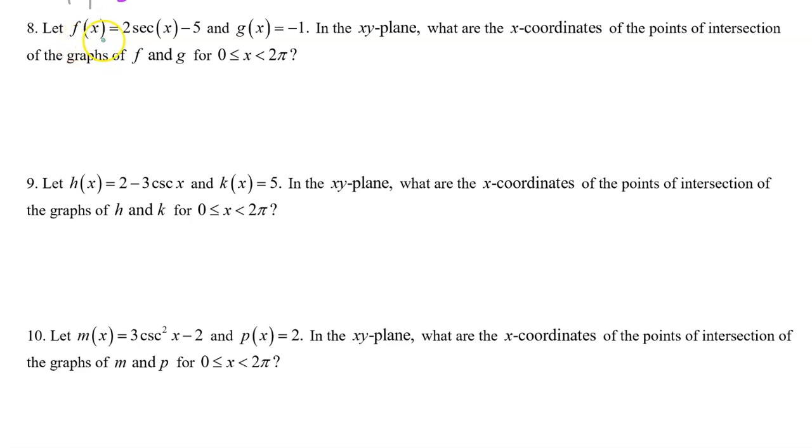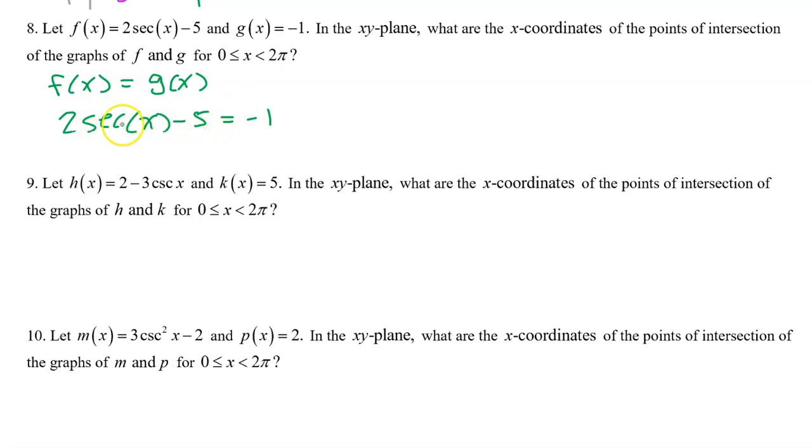Number 8. Let f of x equal 2 times the secant of x minus 5, and g of x is equal to negative 1. In the xy plane, what are the x-coordinates of the points of intersection of the graphs of f and g for 0 is less than or equal to x, which is less than 2 pi? The intersection points will be where function f is equal to function g, so the intersection x values will be the solutions to the equation secant x minus 5 is equal to negative 1.